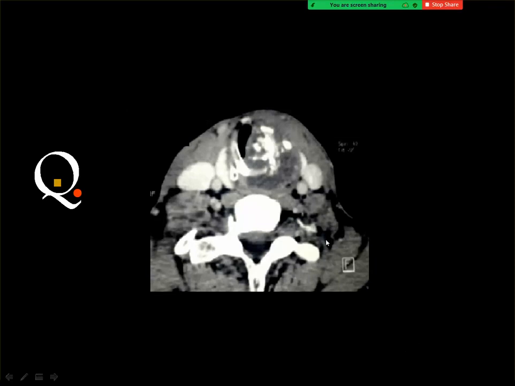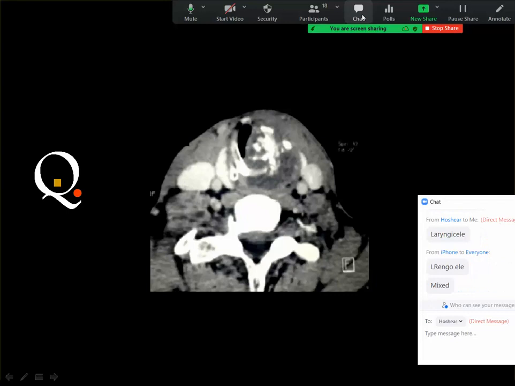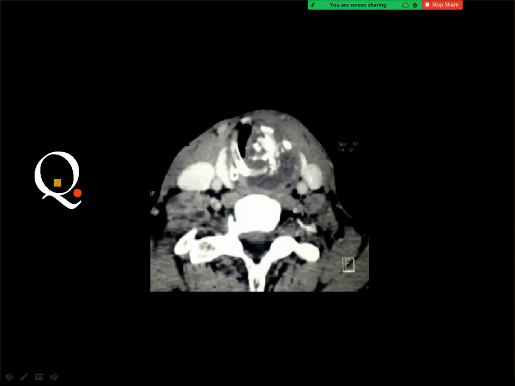This is also a CT scan of the larynx showing this mass in relation to the left side of the cricoid cartilage. Chondrosarcoma, yes, this is right.